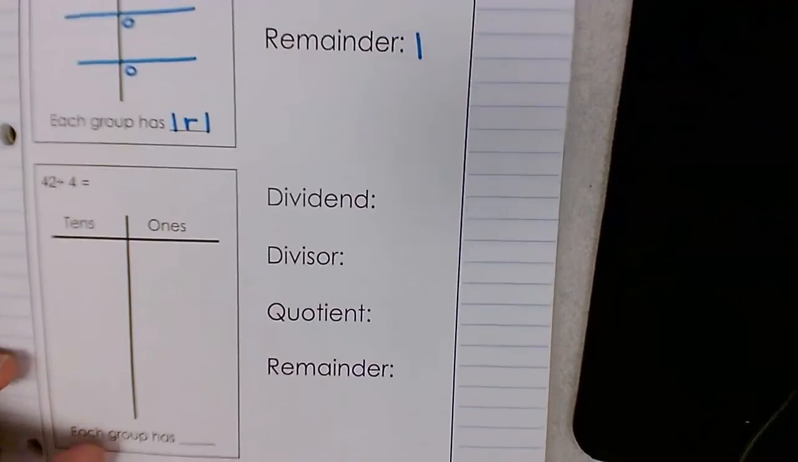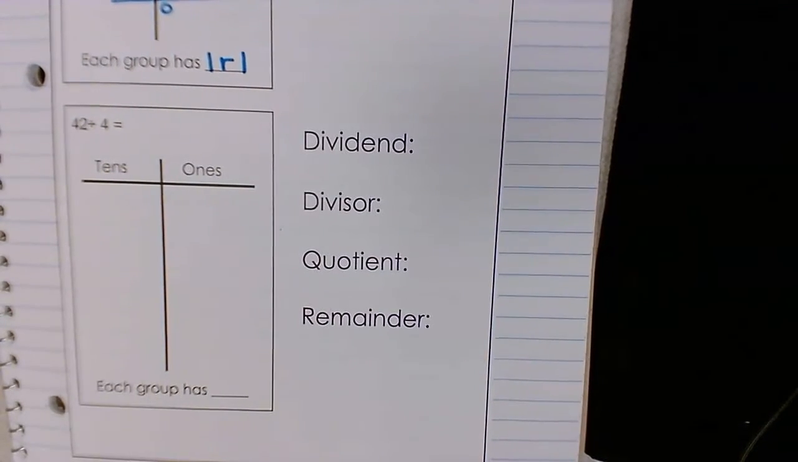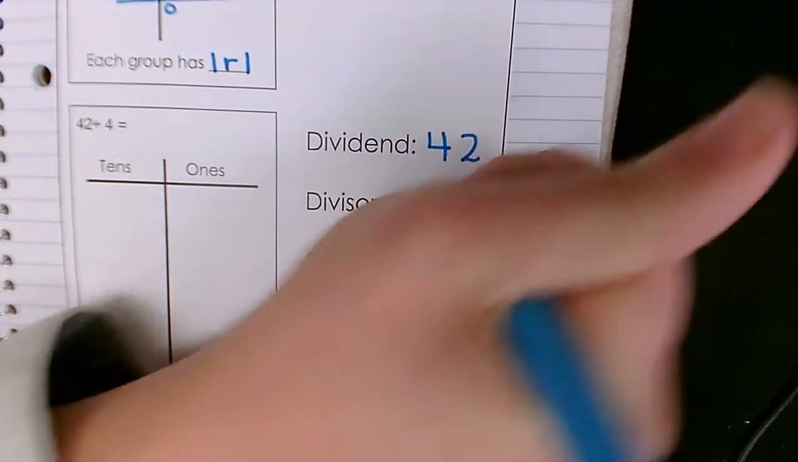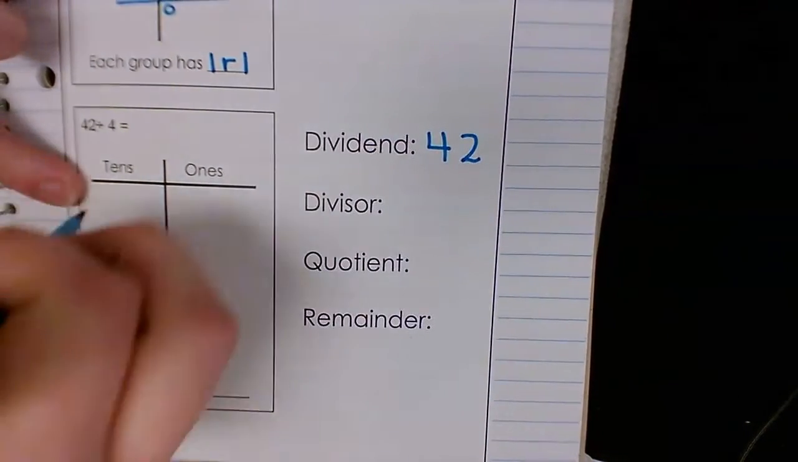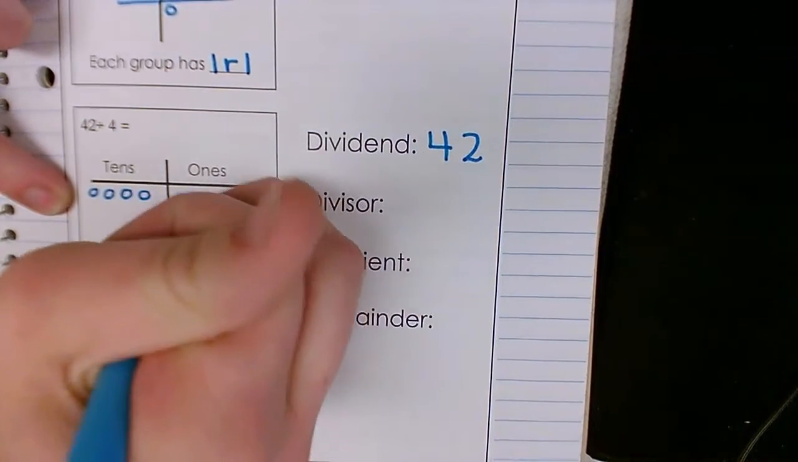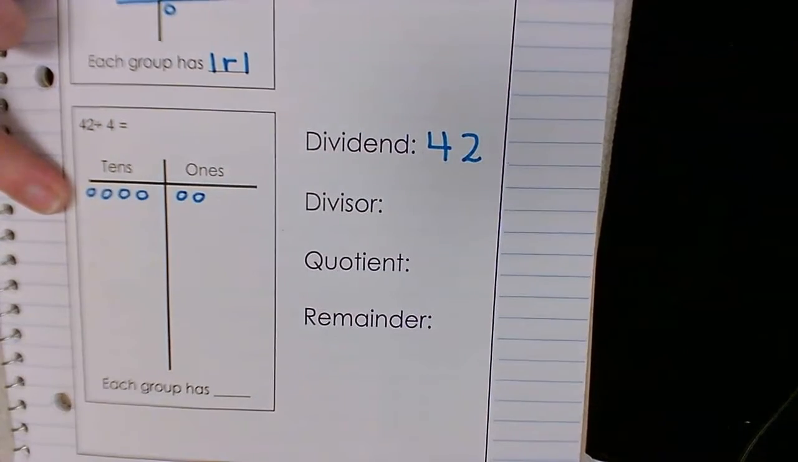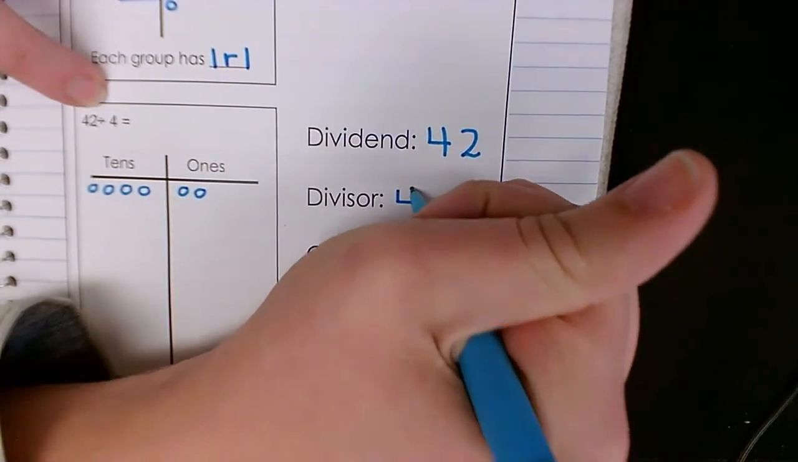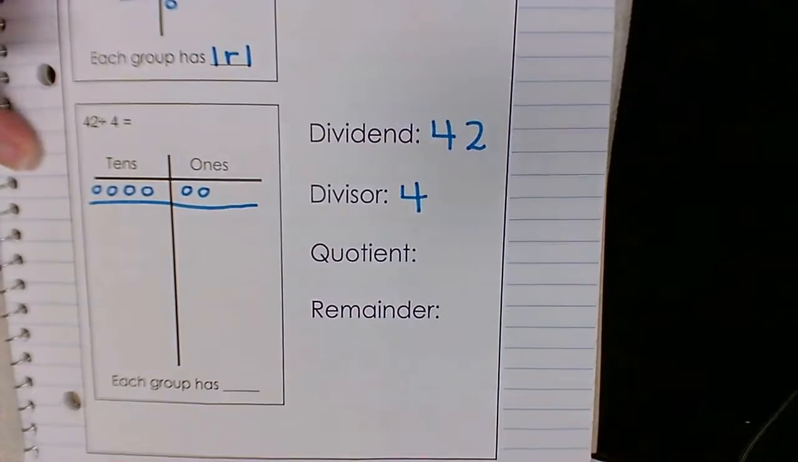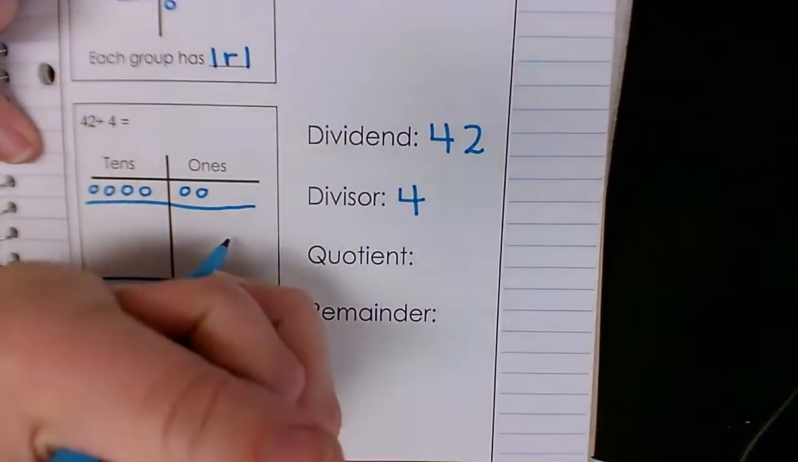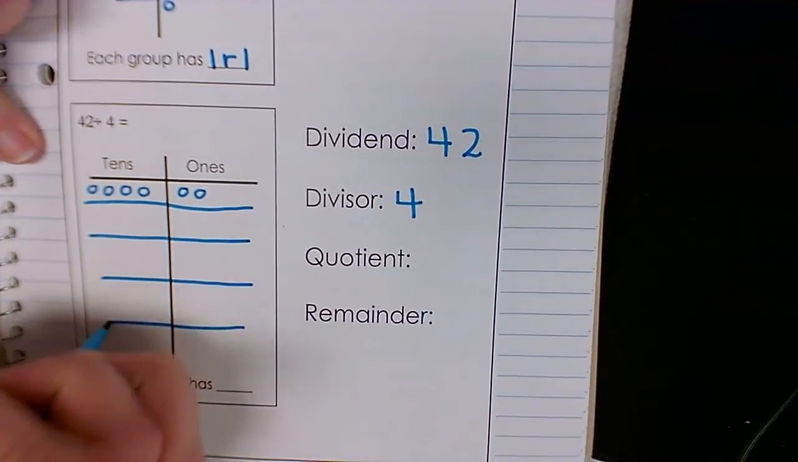Let's practice this again, but with a 2-digit number. 42 divided by 4. Our dividend is 42. And let's represent 42 on your place value chart. 1, 2, 3, 4, 1, 2. My divisor, my number of groups, is 4. Just like the last time, I'm going to split my empty space in half, take my 2 equal shares, and create halves between them.